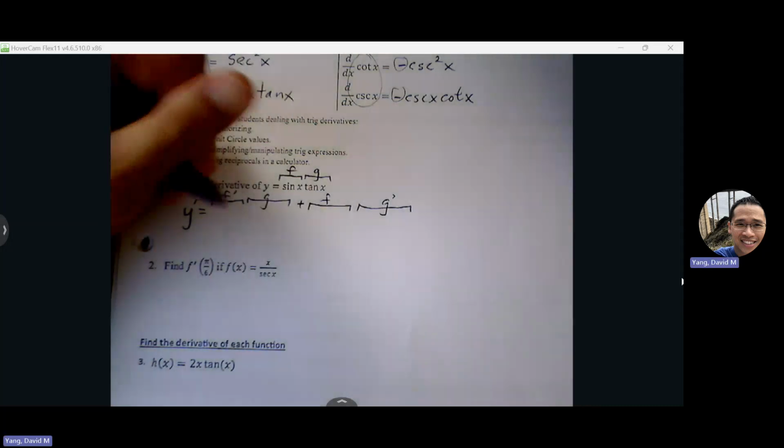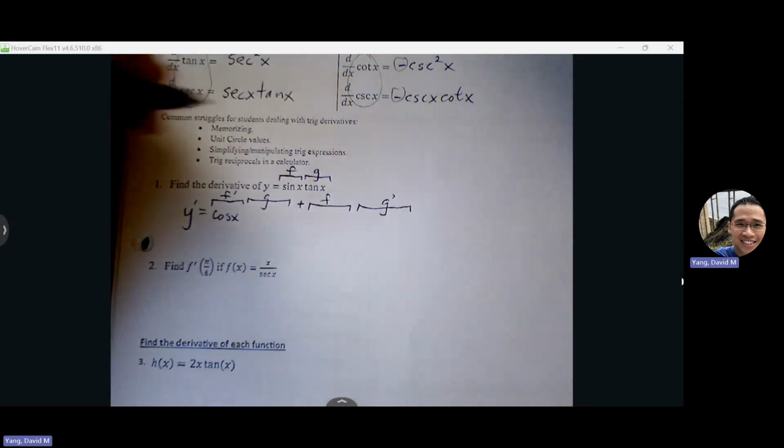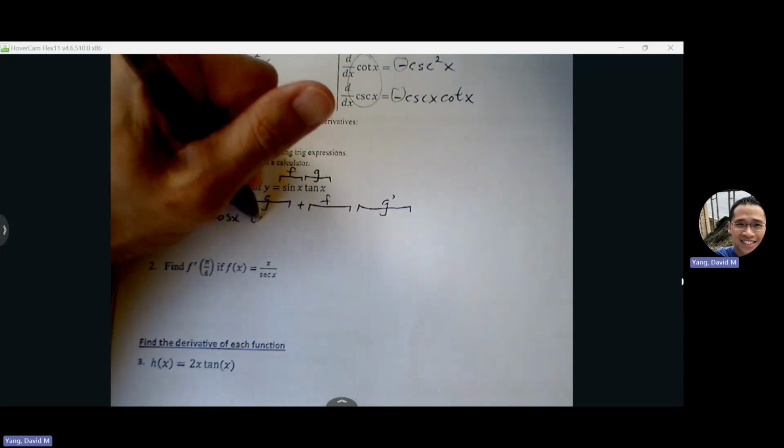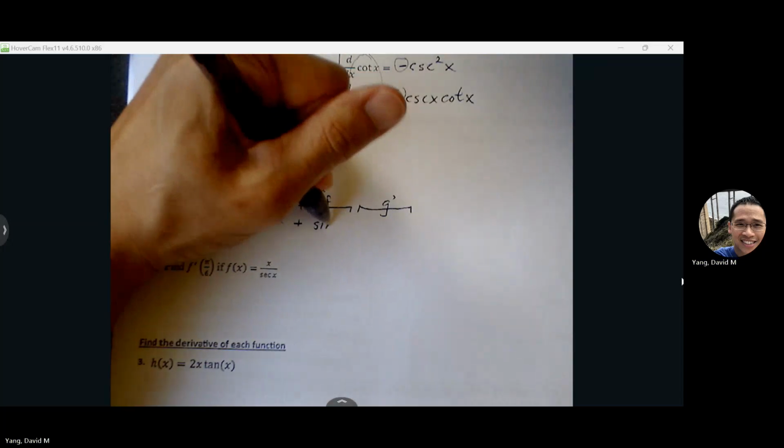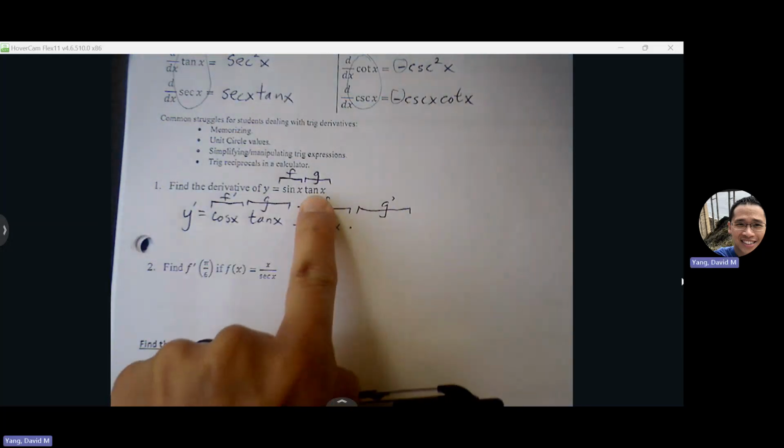So sine's derivative is cosine of x, yeah. G, we don't change. F, we don't change. And tangent's derivative is secant squared, yeah.